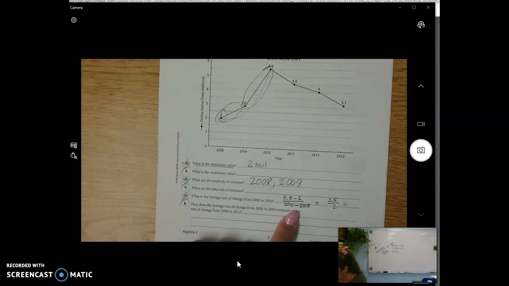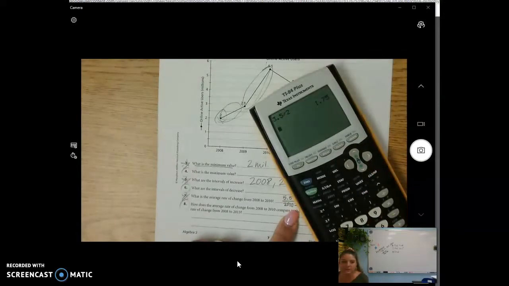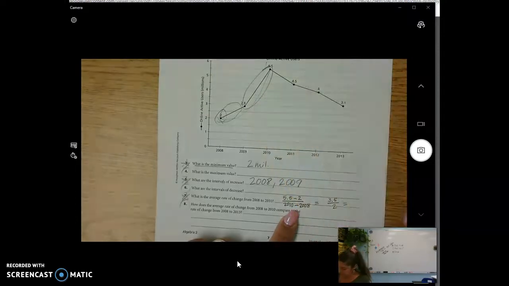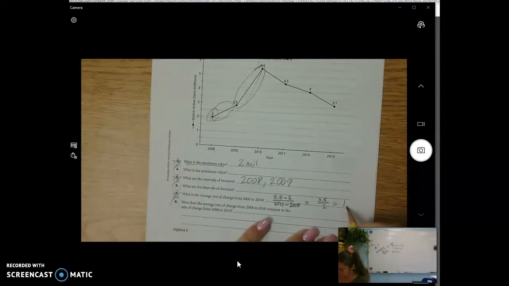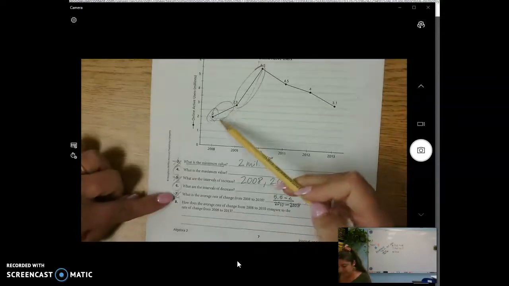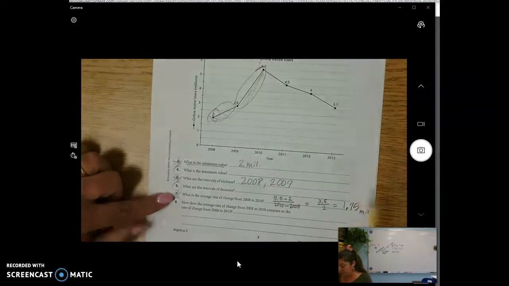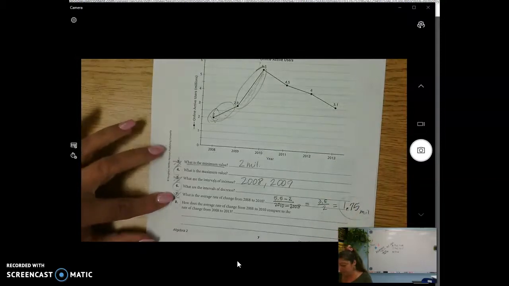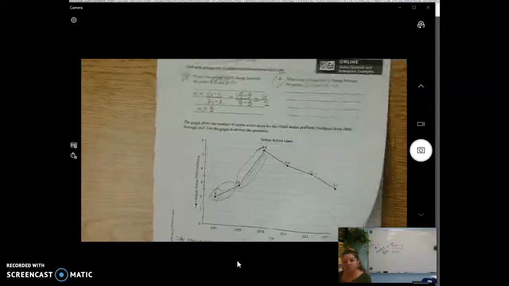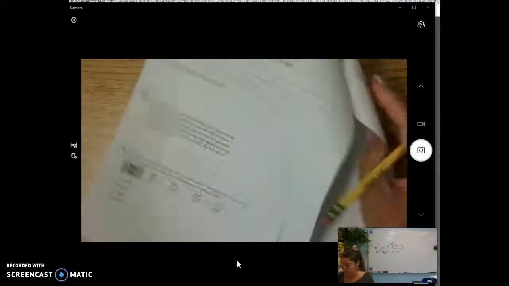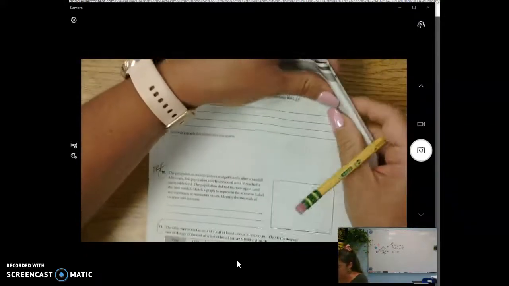And then let's get our calculator and actually type that in because I've been brain farting a lot. And it looks like 1.75. So this is 1.75 million. And since it was an increase, the average rate of change is a positive 1.75 million. All right, I want to show you what the back looks like just really quick.